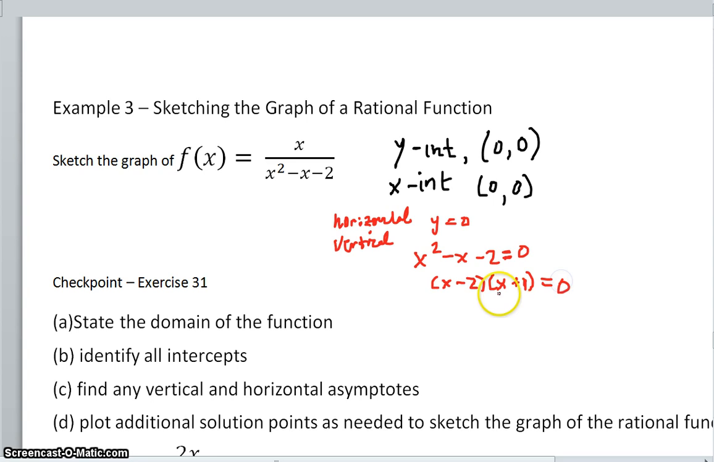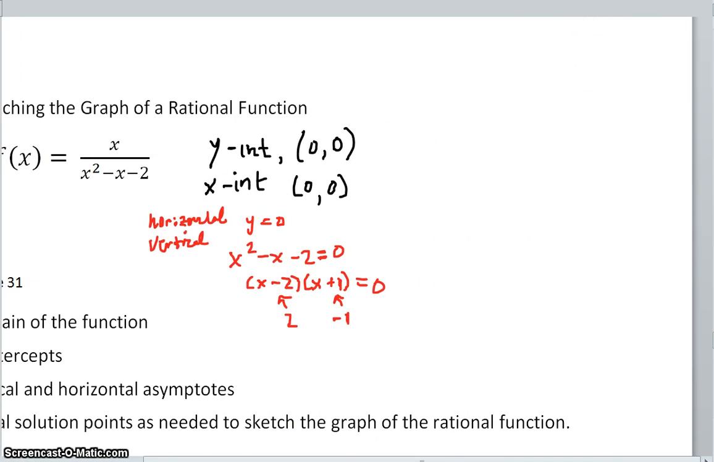So what we have here is two different asymptotes. If I check both of these, I'm going to get an asymptote at 2 and an asymptote at -1. So we have some interesting things going on with this. I have two vertical asymptotes, one horizontal, and one intercept.